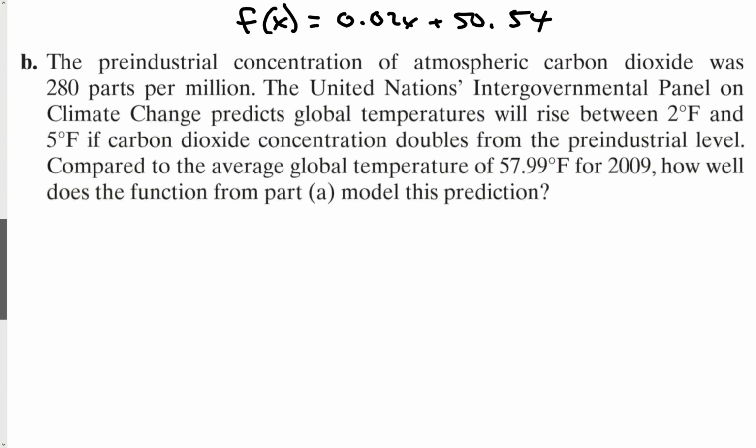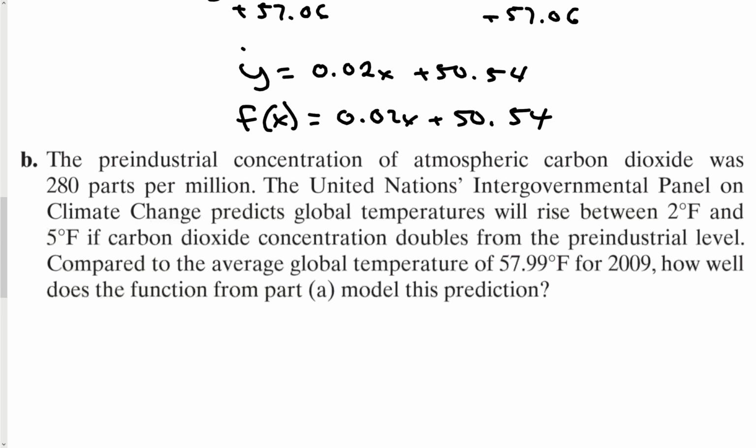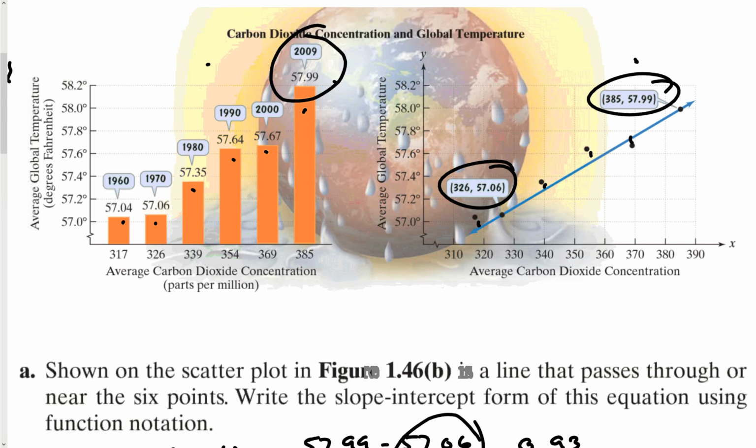The pre-industrial concentration of atmospheric carbon dioxide was 280 parts per million. The United Nations Intergovernmental Panel on Climate Change predicts global temperatures will rise between 2 and 5 degrees if the carbon dioxide concentration doubles from the pre-industrial level. Compared to the average global temperature of 57.99 for 2009, how well does the function from part A model this prediction? Here was this data point right here, which is where those numbers are coming from.